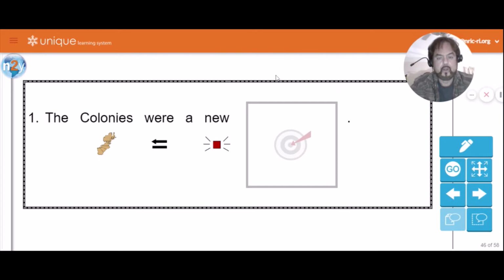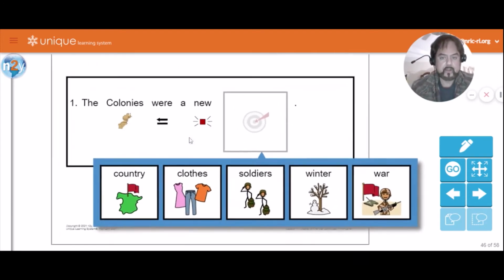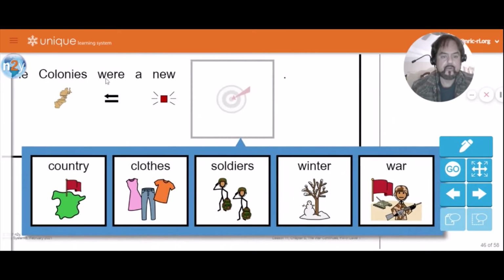Now comes the part of the exercise where we fill in the correct answer to each question to see what we remembered from the story. If you recall, your job was to remember how life was hard for the Americans during the war. Number one, the colonies were a new what? The colonies were a new country.